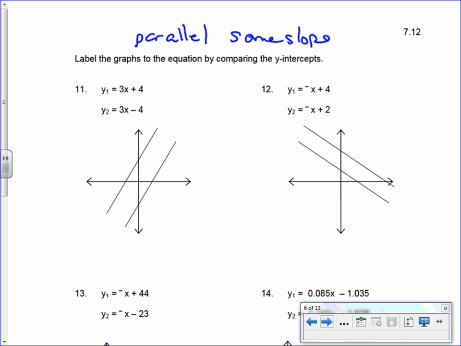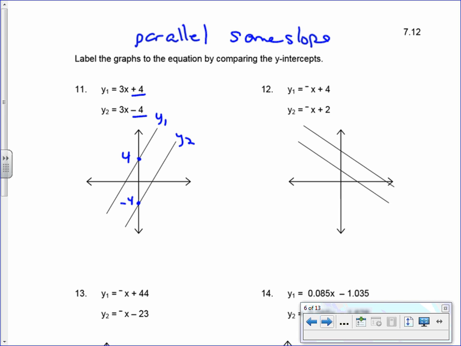So how can you tell the lines apart if they have the same slope? Well, you can look at the y-intercept. This y-intercept is +4, and this y-intercept is -4. So there we have 2 y-intercepts. Which one of those has to be positive? This one. Which one has to be negative? This one. So I can label them by comparing their y-intercepts.